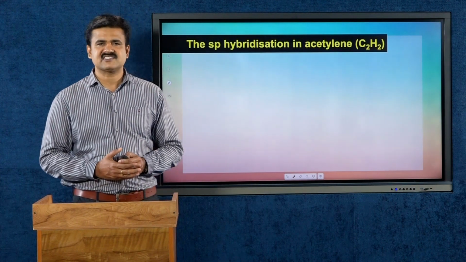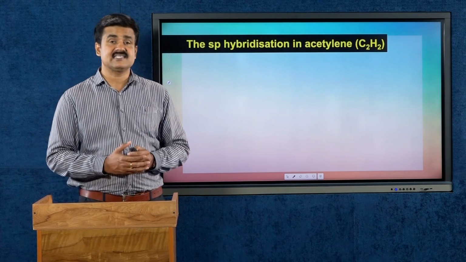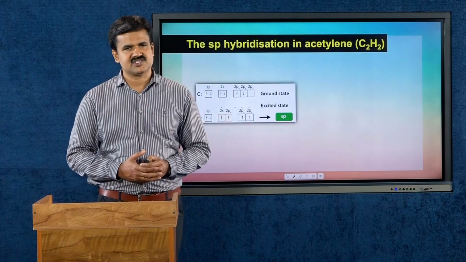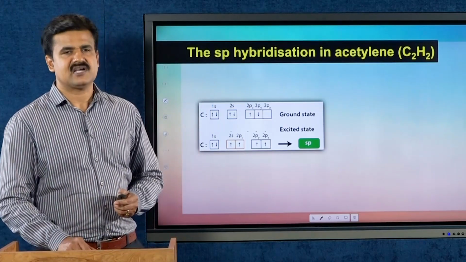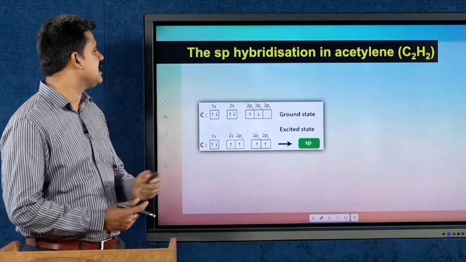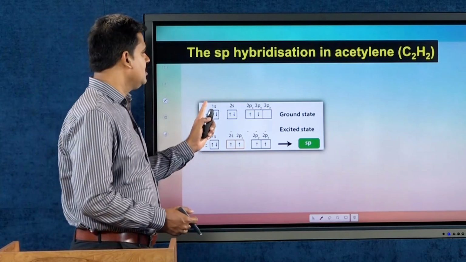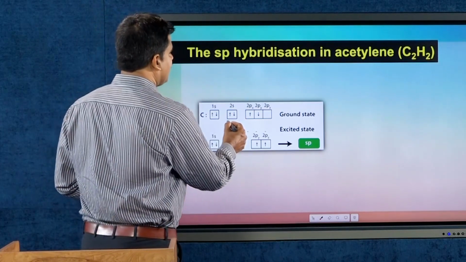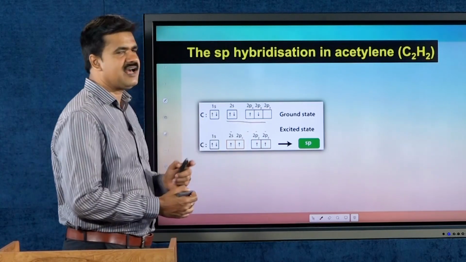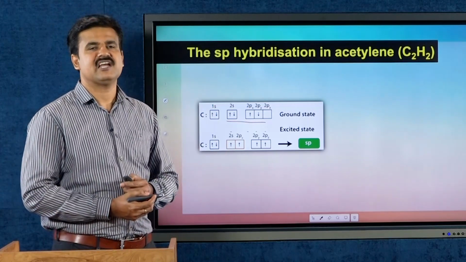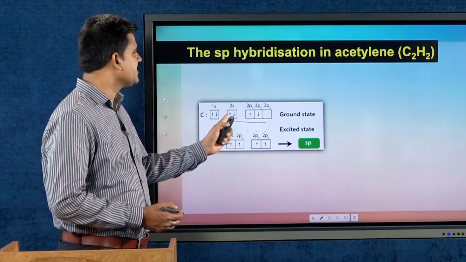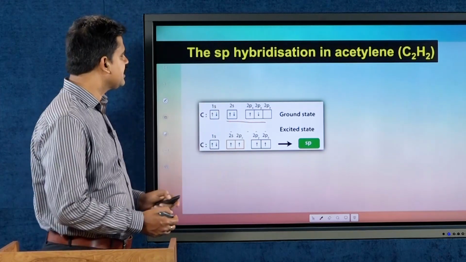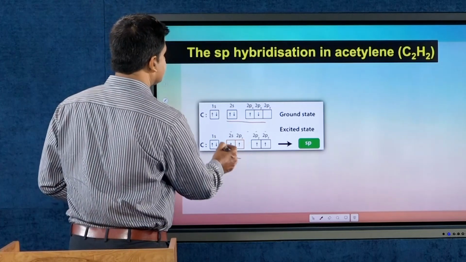Now we are illustrating sp hybridization in the acetylene molecule. Acetylene is CH triple bond CH. This is the central atom carbon. The central atom carbon has a ground state electronic configuration of 1s2, 2s2, 2p2, and out of this the valence shell orbitals will take part in hybridization. So one of the electrons present in the 2s orbital is excited to the 2p orbital, giving an excited state electronic arrangement like this.